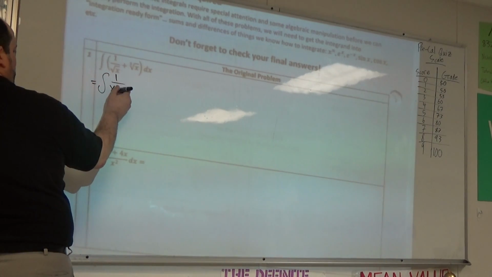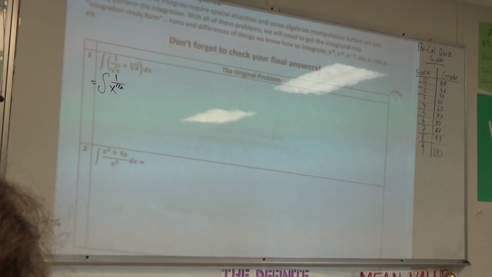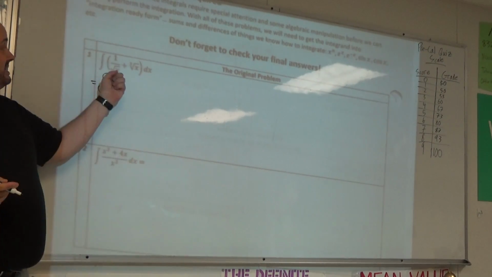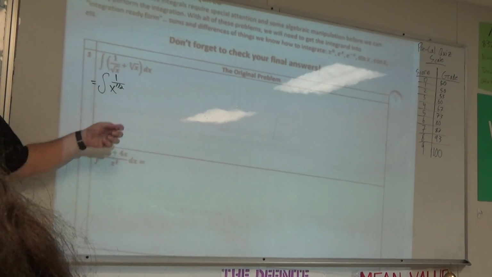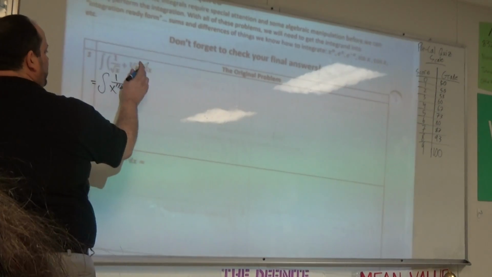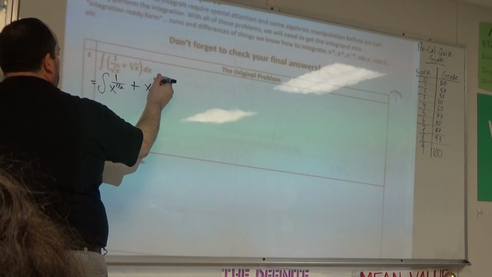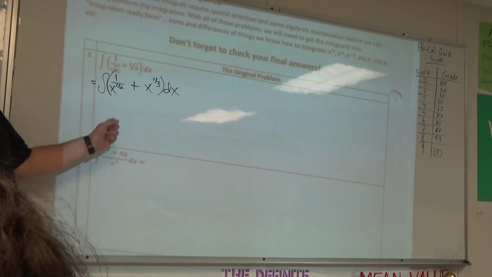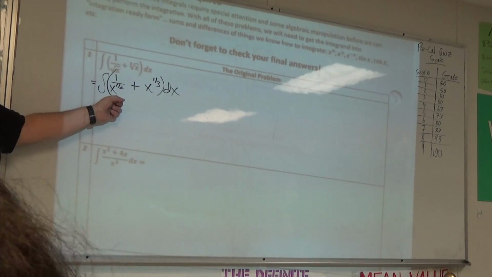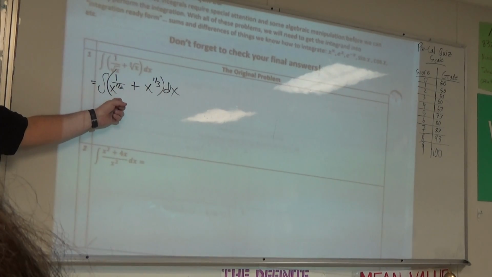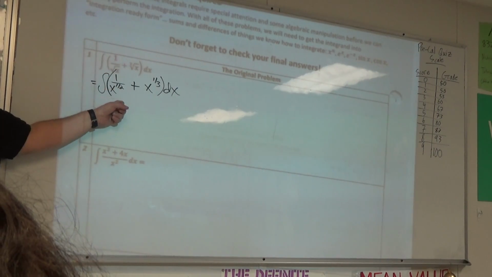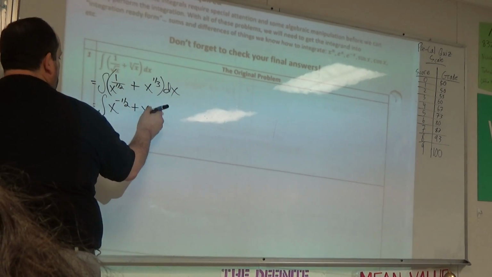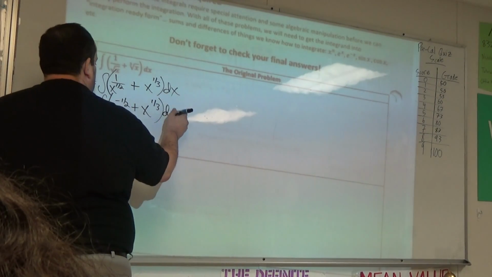Rather than saying square root of x, I'm going to call this 1 over x to the half. Legal? Legal because square root of x just means x to the 1/2. Instead of the cube root of x, another way I can rewrite this is x to the 1/3 dx. If I want to go a little bit further with my algebra rules, not calculus stuff, 1 over x to the half can be rewritten as x to the negative 1/2 plus x to the 1/3.